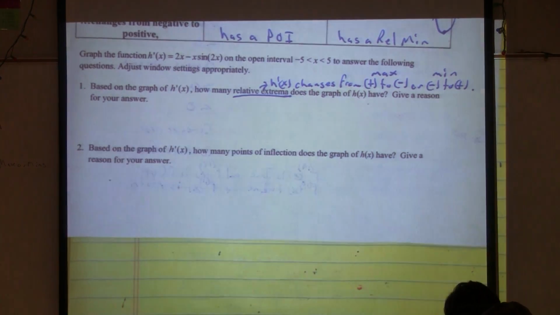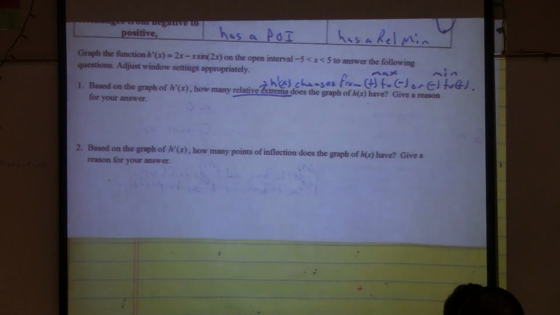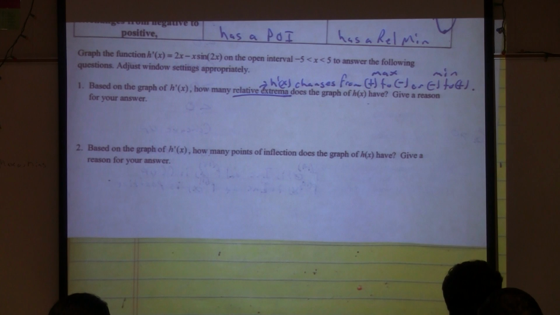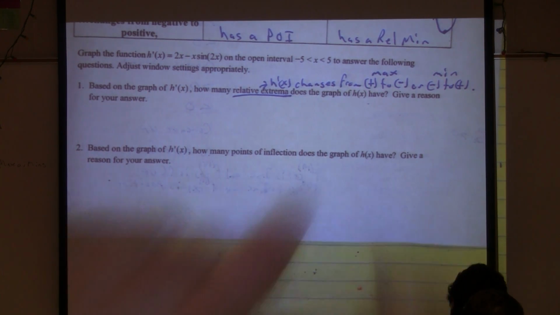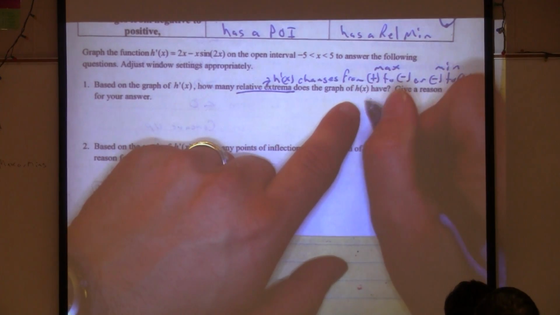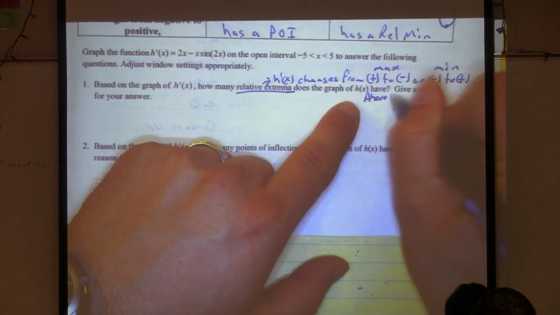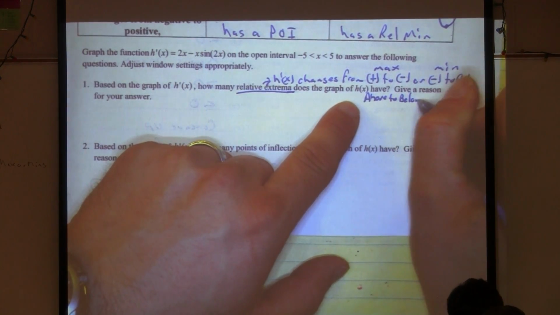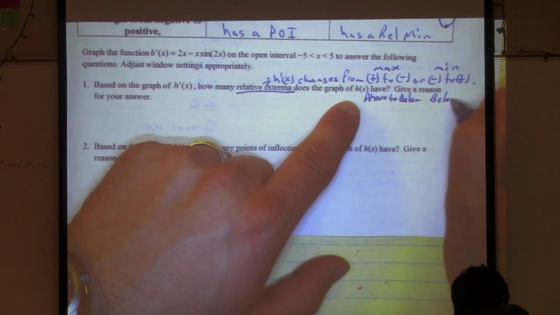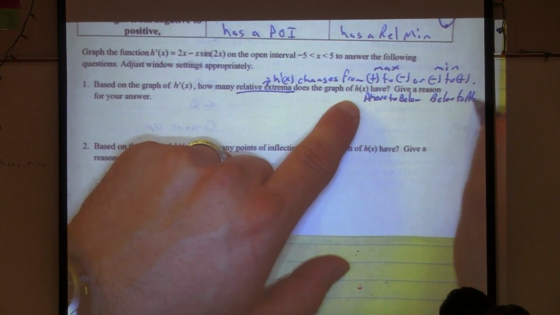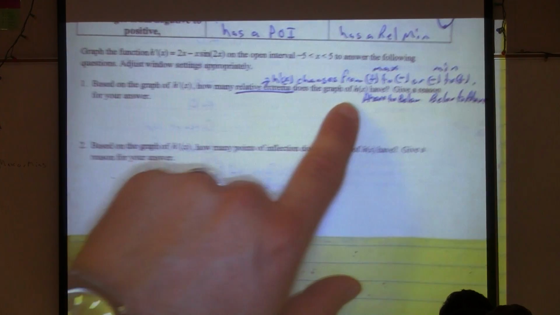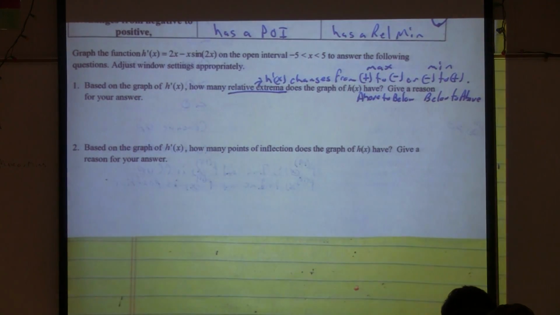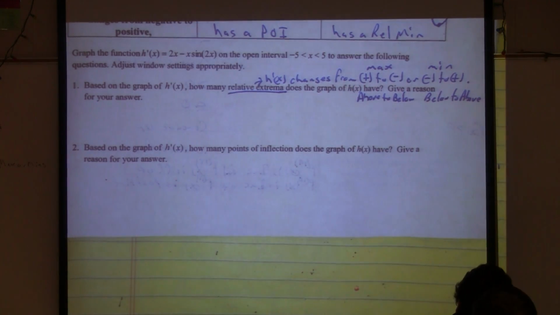What's actually happening if I'm looking at the graph? What's the graph doing? Crossing the x-axis, right? In this case, it would be going from where? Above to below, and over here? Below to above. Do we understand? That's what the graph is actually doing when I'm looking at it on my calculator.